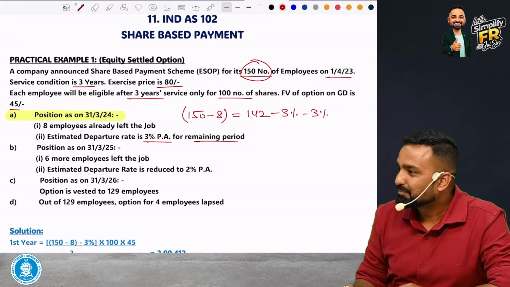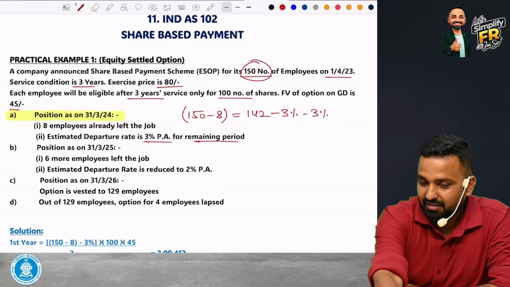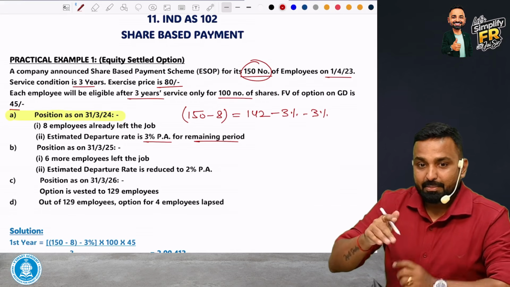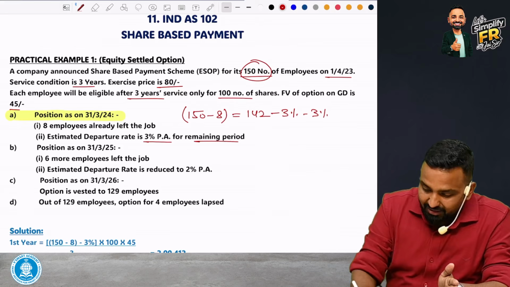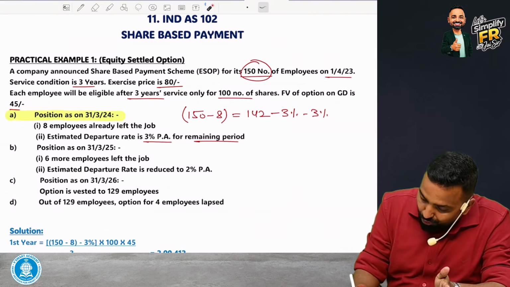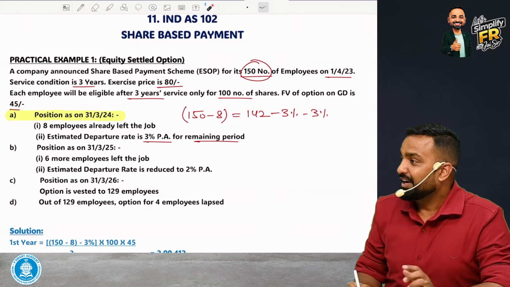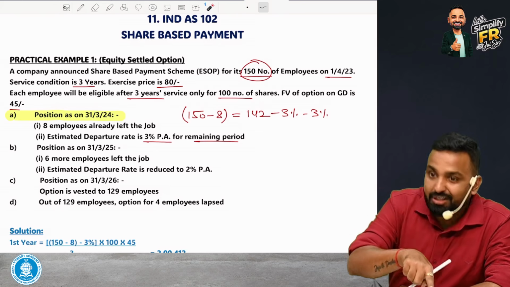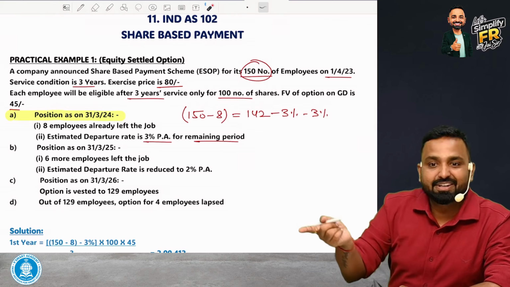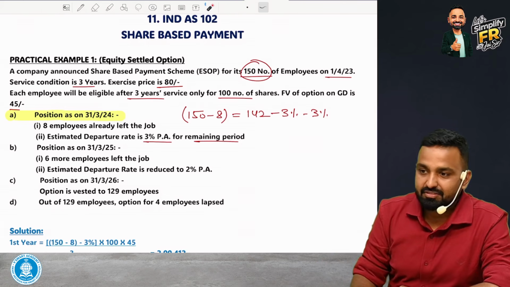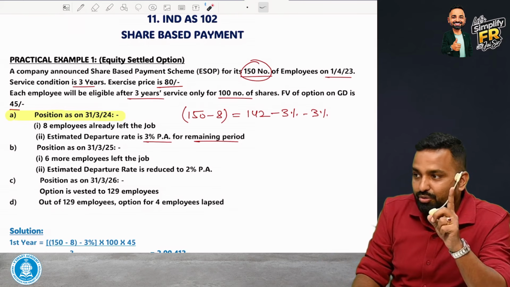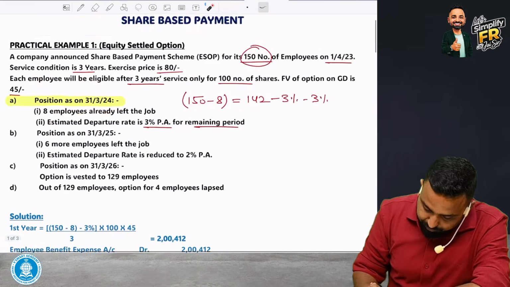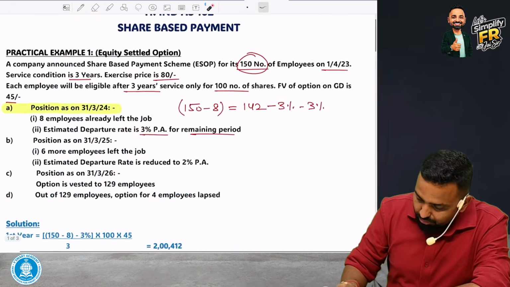Why? 3% will go every year. Means in the second year, 3% will go from 142, and in the third year, 3% will go not from 142 but from the balancing figure. That is the reason. So doing 6% is not fine. Understood or not? Okay.